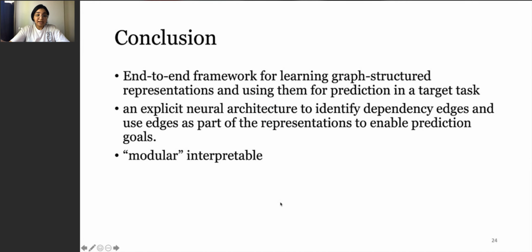In conclusion, DGAP is a modular, interpretable, end-to-end framework that identifies dependency edges and uses these relationships to make predictions.